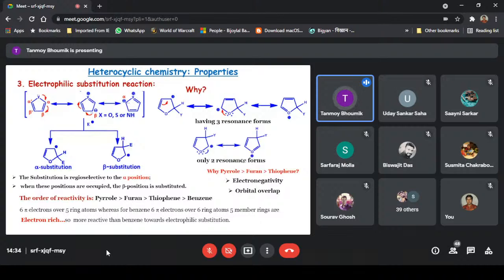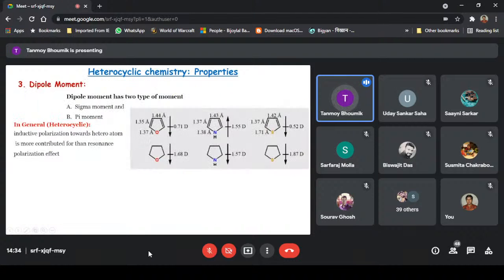So it would be highly activated. But with respect to electronegativity order, there is another thing, that is the orbital overlapping. Whenever the orbitals can overlap, then only they can match, and they show the alpha or beta substitution. There is another point for the physical property of this compound, the dipole moment.